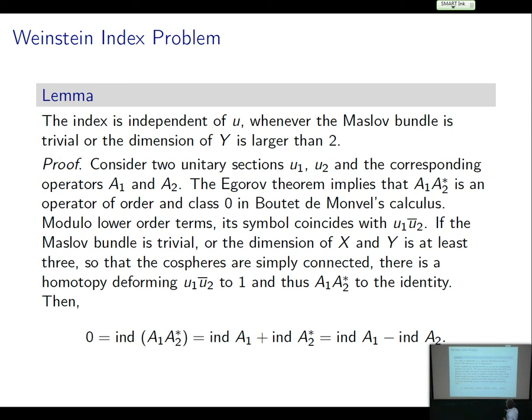Now, if the dimension of x and y is at least 3, then the cotangent bundle has dimension 3, the cosphere has dimension 2, and then the sphere is simply connected. So this is a complex valued function. If the sphere is connected, just contract it to one point, the identity, and then you can deform the operator to the identity, and you see that the index has to be 0. But the index is the sum of these 2 indices, and this is the index of the adjoint, so just the difference of the 2 indices, which is 0, so they coincide. Thanks.